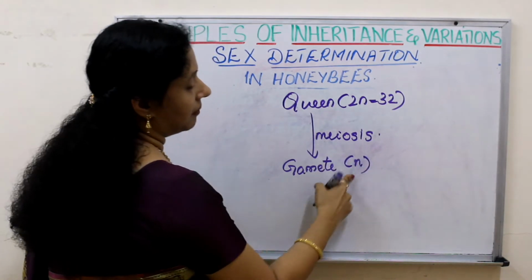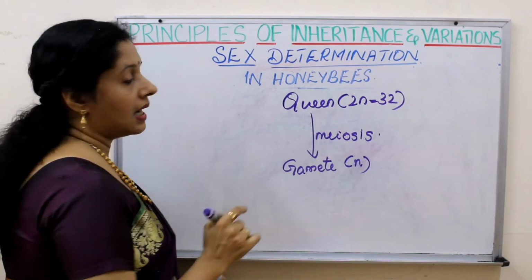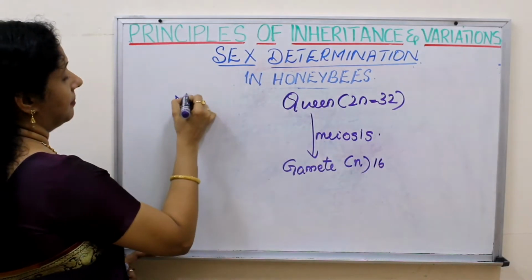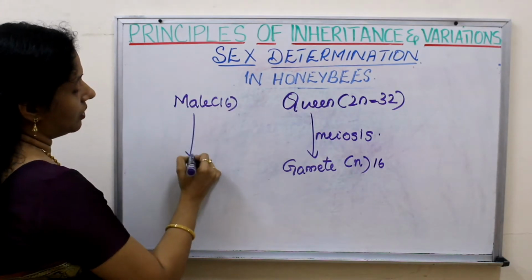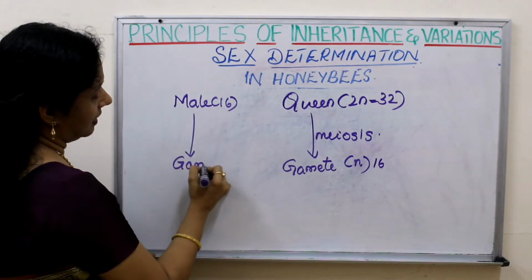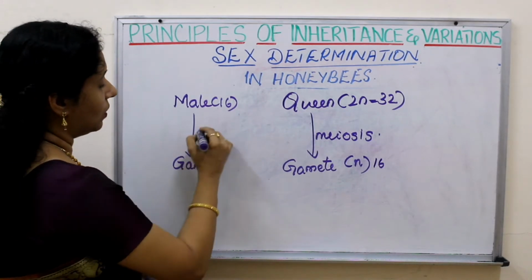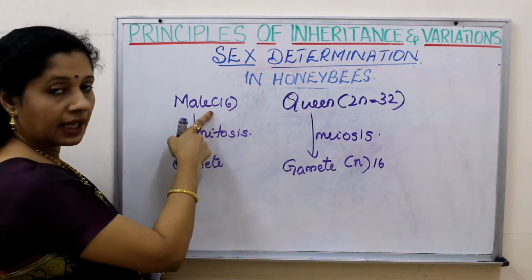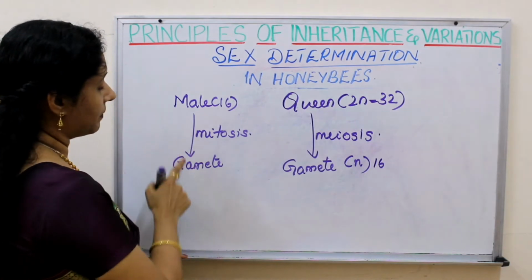Gametes are haploid because they are formed by meiosis from a diploid cell. At the same time, the male, who is 16, will also produce gametes. But here it has to undergo mitosis, because we know that it's already haploid, it cannot undergo meiosis. So mitosis happens to form the gamete.